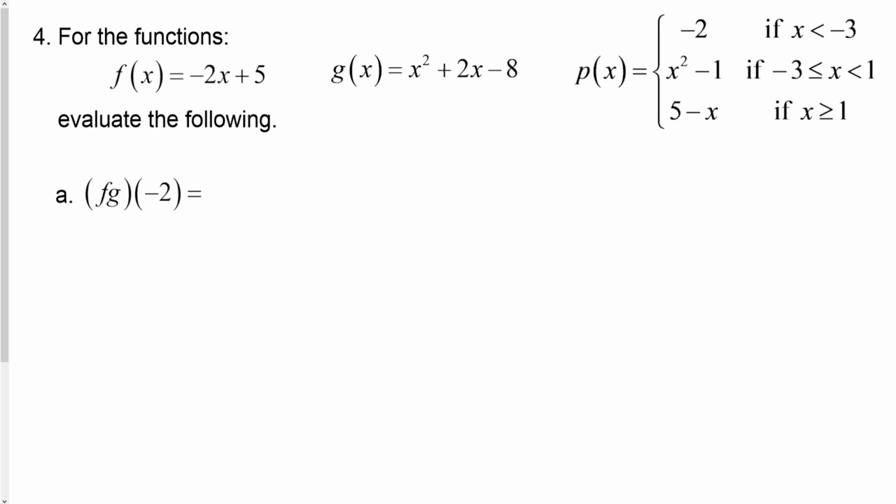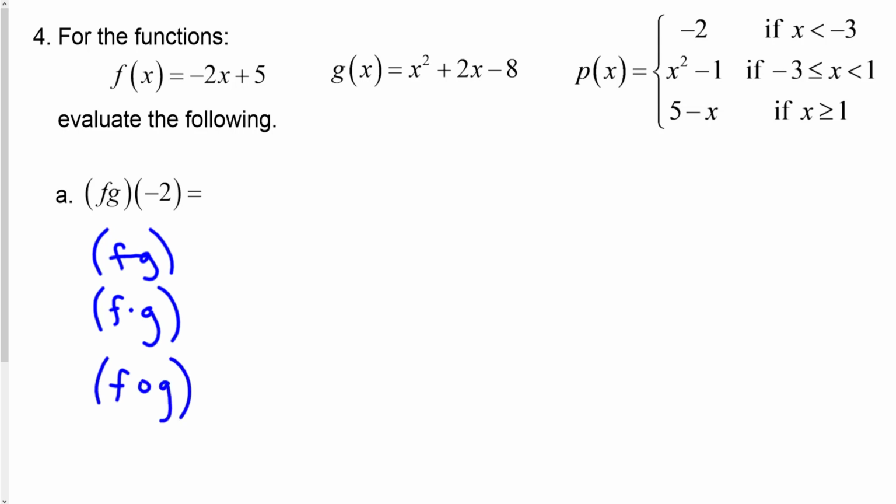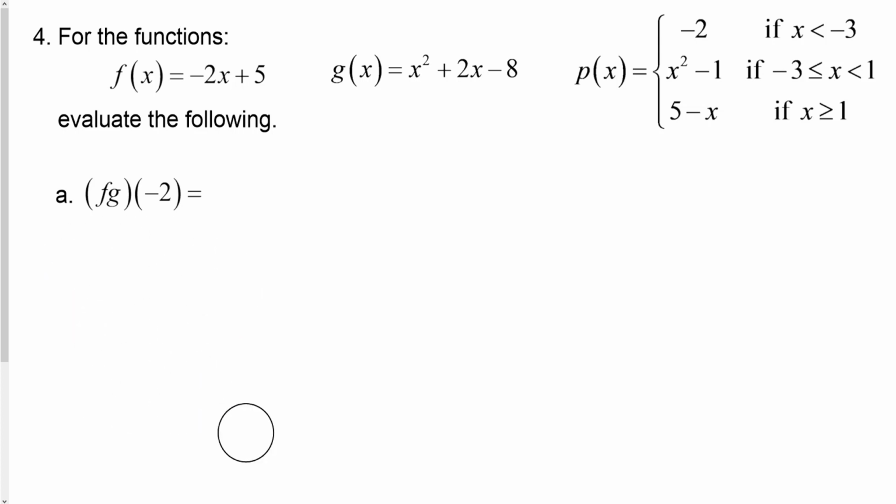So I know this is f times g because just remember your notations. If it's just f and then g, that's multiplication. If it's f with a little dot times g, that's multiplication. If it's f with an open circle, that's function composition. That's a different problem altogether. So this is multiplication, and the rule for multiplying functions is that you can do them separately. So you can evaluate the first function at negative 2, the second function at negative 2, and then multiply the result. I think that's what I'm going to do.